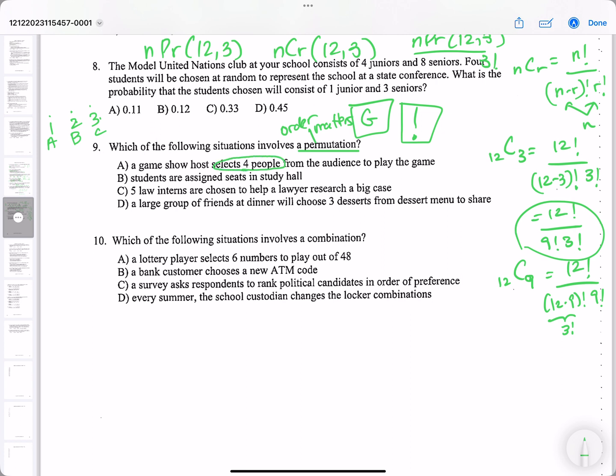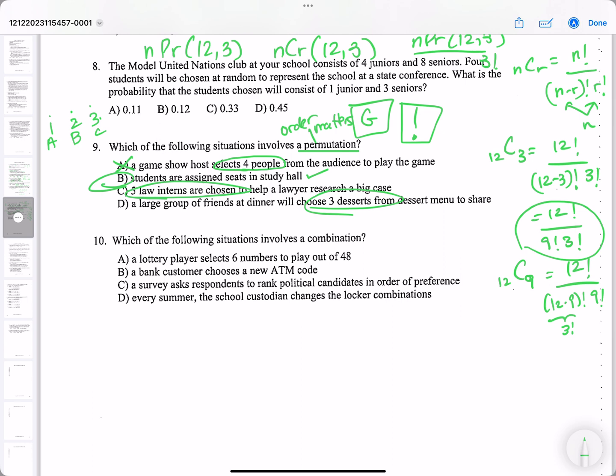It says, a game show host selects 4 people from the audience to play a game. That doesn't have any particular order, so that's not it. Students are assigned seats in a study hall. Well, yes, if I'm assigned a seat, it's going to matter which order I'm in. 5 law interns are chosen to help a lawyer. Those are just people that are chosen, so it doesn't matter what order they come in. A large group of friends at dinner will choose 3 desserts. No, that one wouldn't be. So B definitely is the answer.